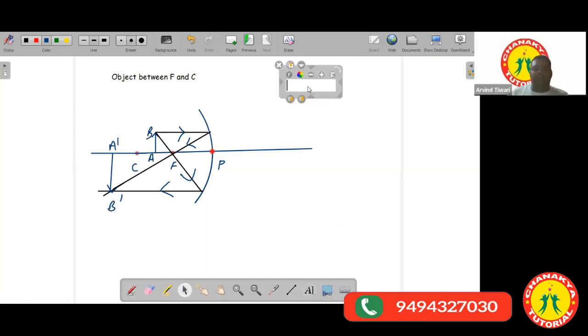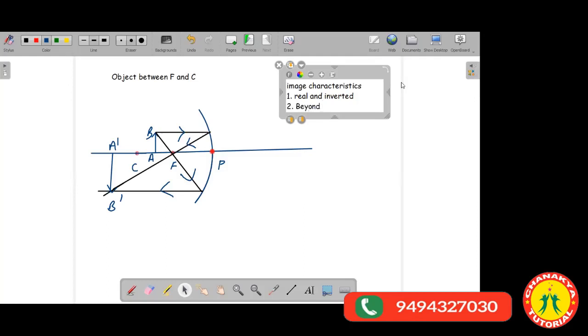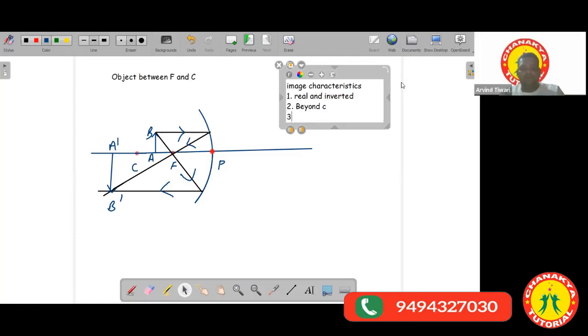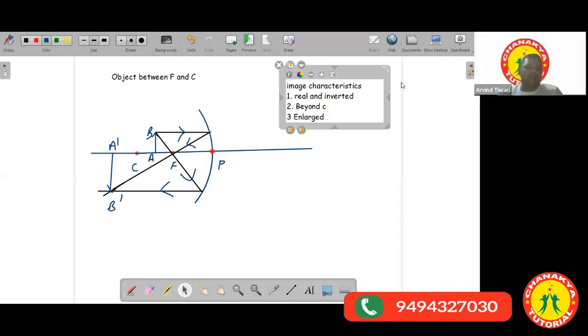And write your image characteristics. For every diagram, you must write your image characteristics. It is real and inverted. Then position, where it is formed: beyond C. And size: larger than the object, or we can write it as enlarged. So the image is enlarged or larger than the object. These are the characteristics of the image formed.